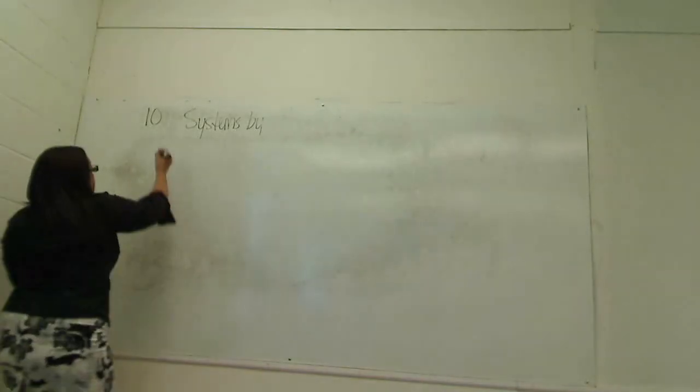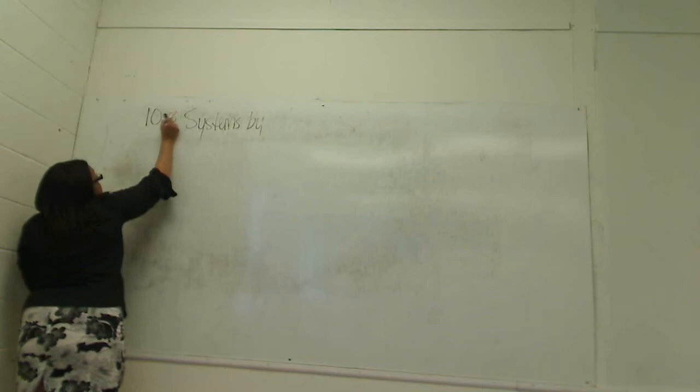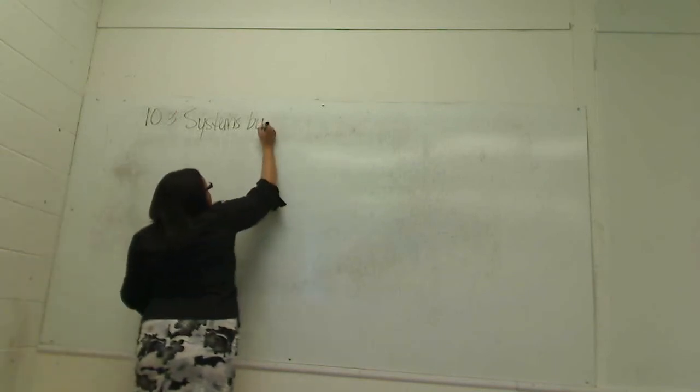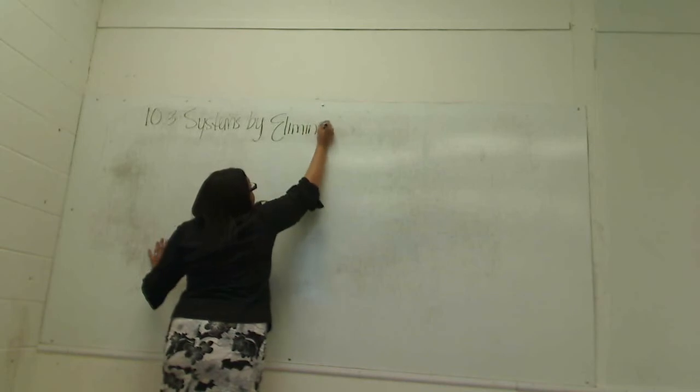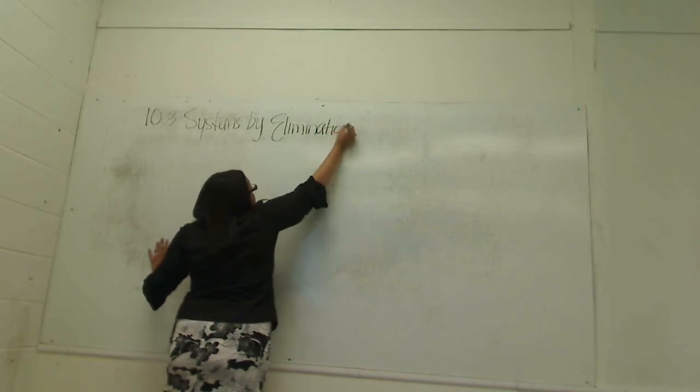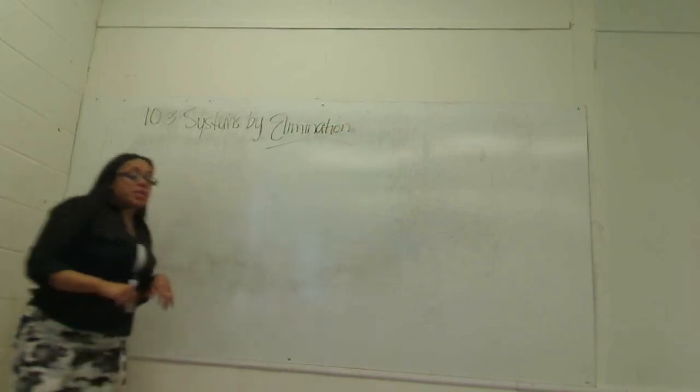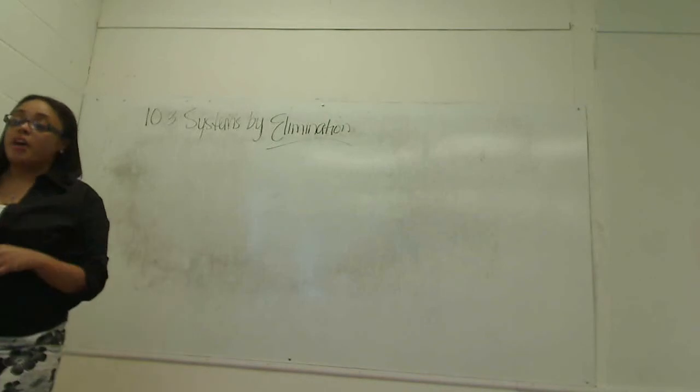All right, my favorite, 10.3, solving systems by elimination, with the keyword being elimination. You eliminate one variable at a time. By eliminating, answers become easier to find.